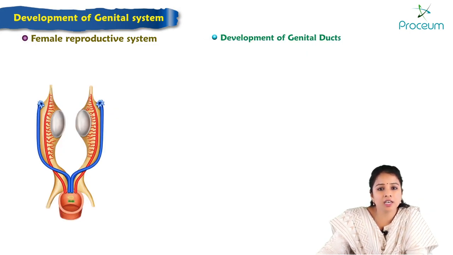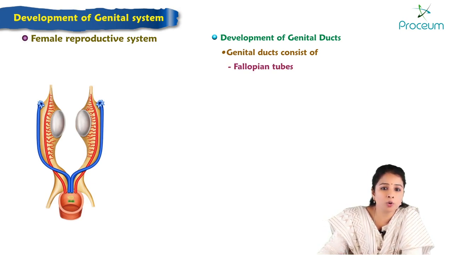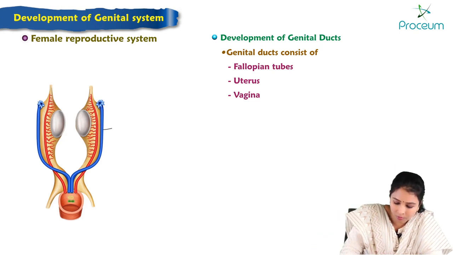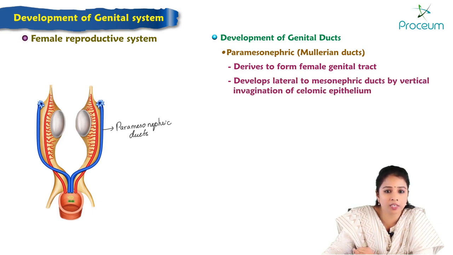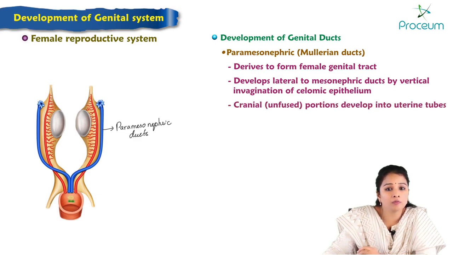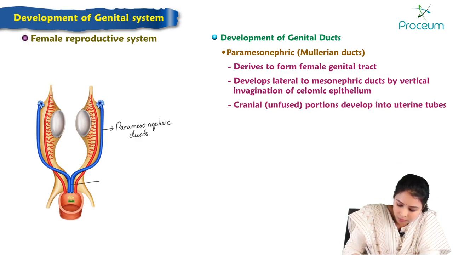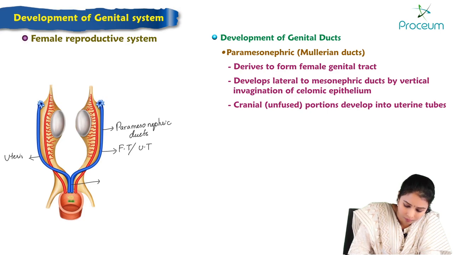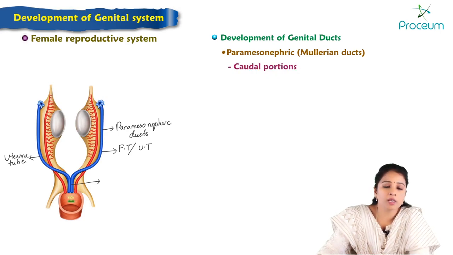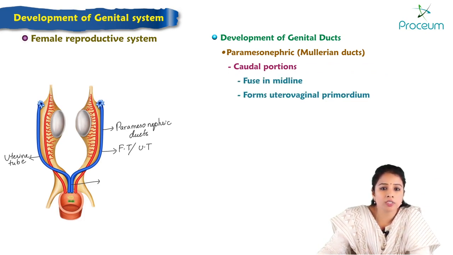So let's see the development of genital ducts in females. So genital ducts in females consist of fallopian tubes, uterus, and vagina. So this is before formation. The paramesonephric ducts develop lateral to the mesonephric ducts by the vertical invagination of coelomic epithelium in the urorectal septum. So the cranial unfused part of the paramesonephric duct develops into uterine tubes or fallopian tubes. So this is the caudal fused part and here are the unfused parts which form the fallopian tube or uterine tubes. The caudal portions of the paramesonephric duct fuse in the midline to form the uterovaginal primordium.